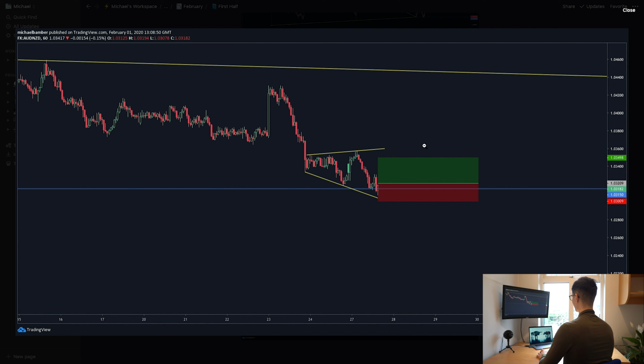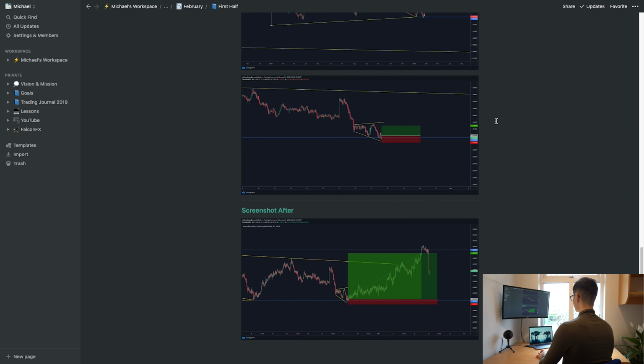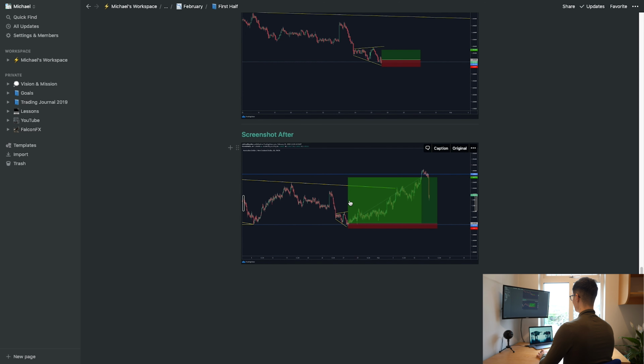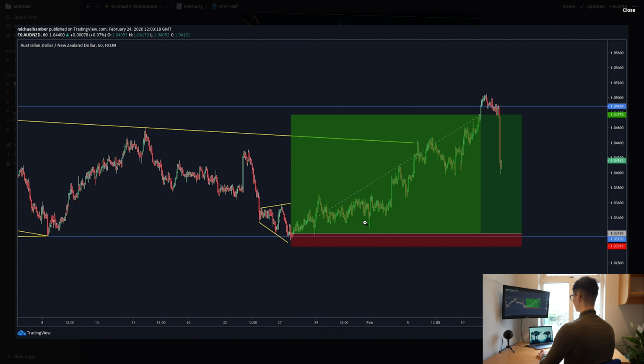So, just a key outline of that, but I just wanted to give you an insight into what this trade looked like prior to getting involved. And then after the trade played out, how did that develop? Well, as you can see, it played out very, very nicely.